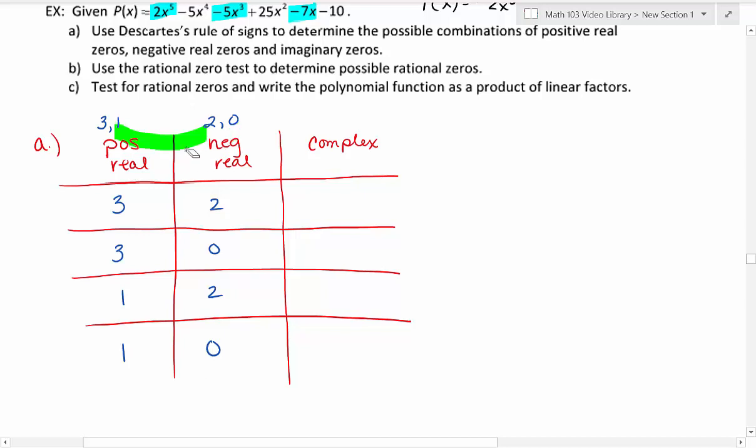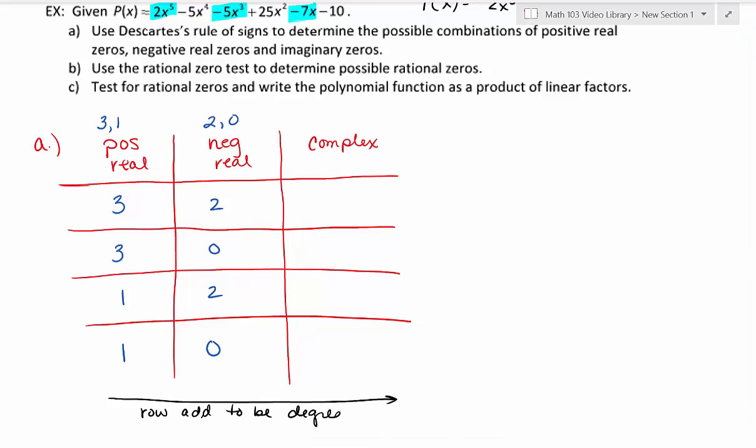We will fill in our complex column. We know that each row must add to be our degree, which in this example is 5. So we just need to figure out what number we would have to add so that each row is 5. Our first row, we already have 3 and 2. So we'd add 0 to that to make 5. Next, we have 3 and 0. We'd have to add 2 to that to be 5. Next, we have 1 and 2. We'd have to add 2 to that to be 5. And lastly, we have 1 and 0. We'd have to add 4 to that to make it 5.